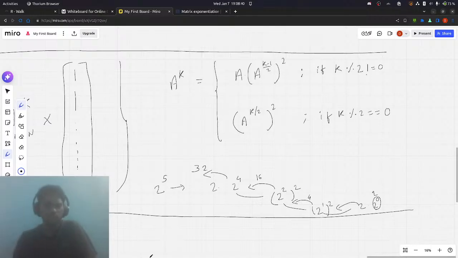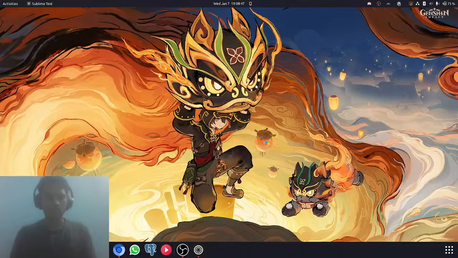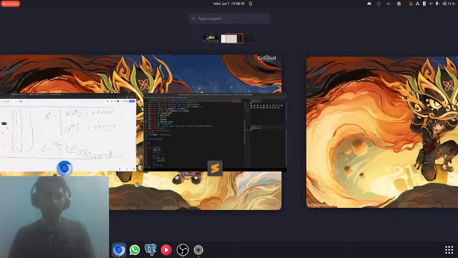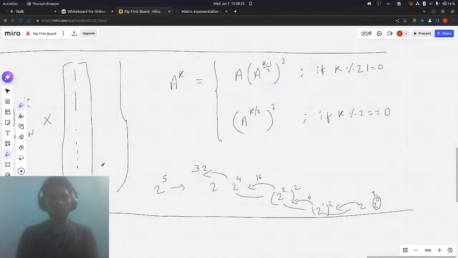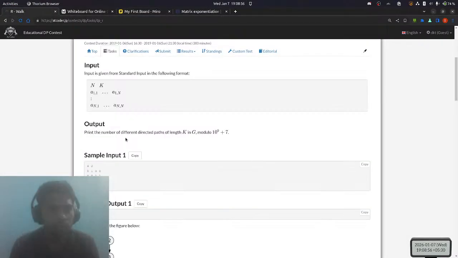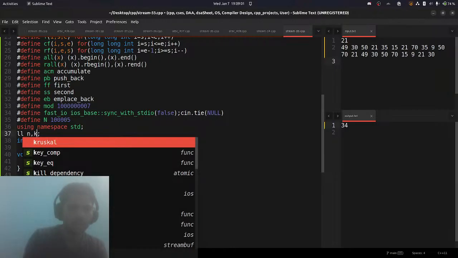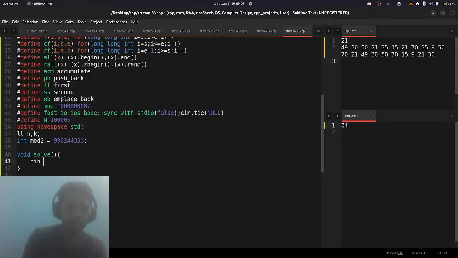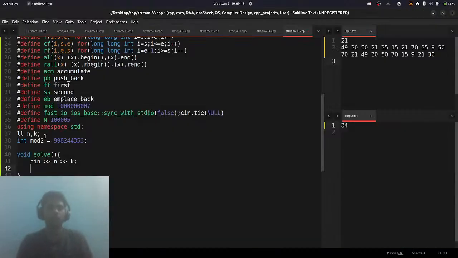So I think we can wait a second. You can just solve this then. Okay, we can solve this. We have n and k. We'll take input n and k. We have the matrix.